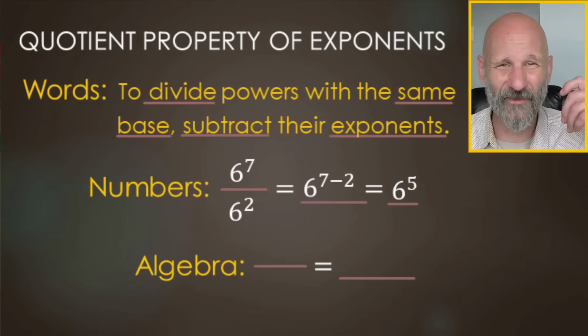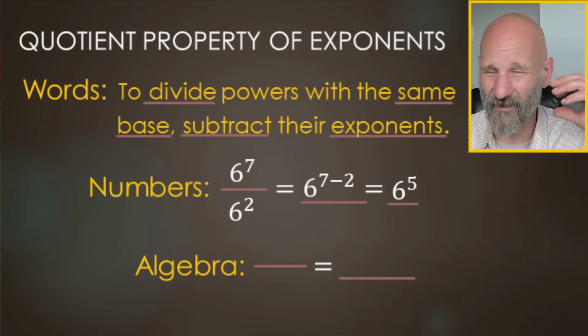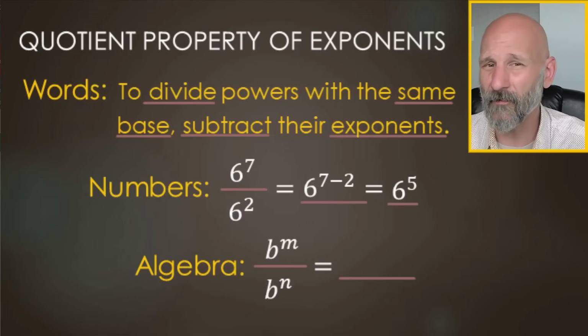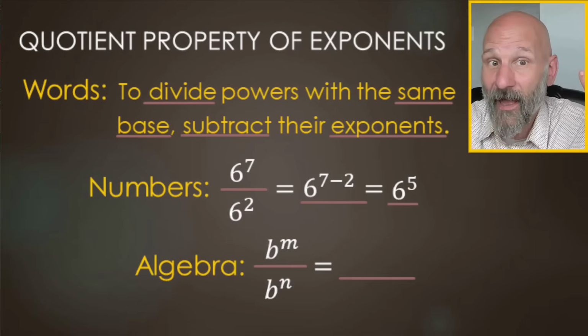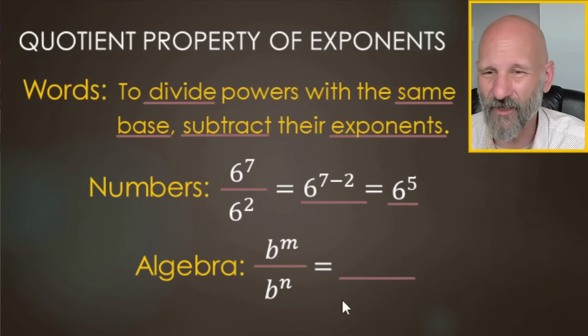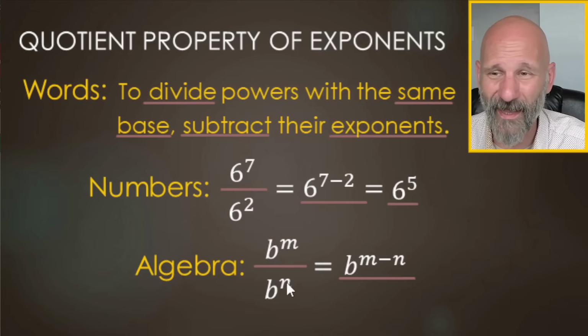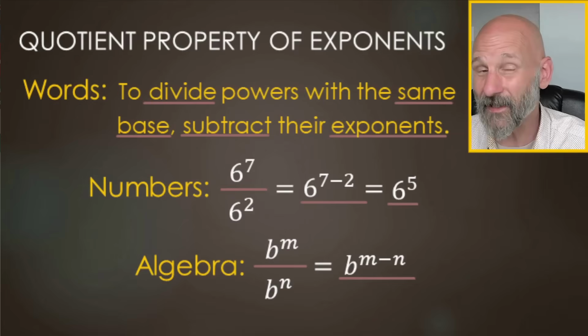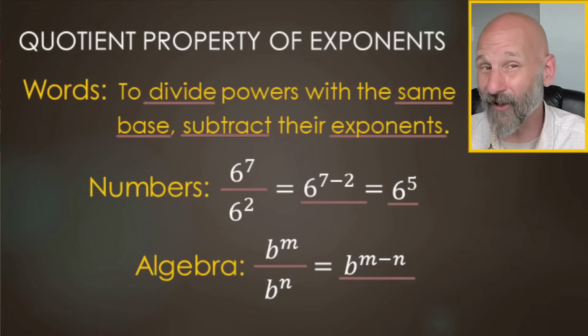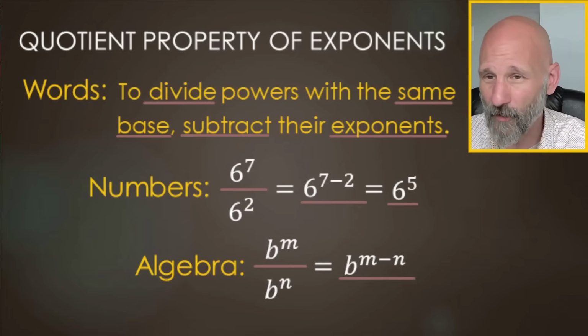Now in algebra, it's super generic, right? We know that it works for 6 to the 7th and 6 squared, but for algebra, we're using any value, okay? So that's why the answers for the algebra section of these blanks here are going to look a little bit different, right? So again, we don't know what m is. We don't know what n is. We know they have the same base. If we did know their values, we would subtract them and put that in the exponent. So that's what this is saying here, algebraically, and not using words.